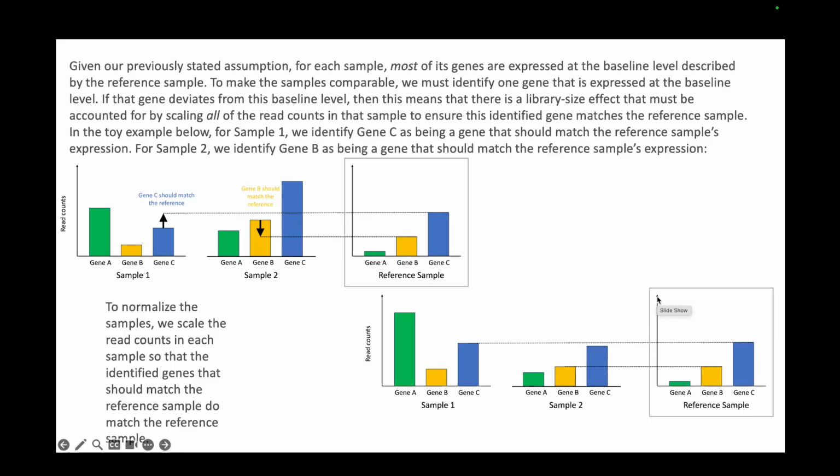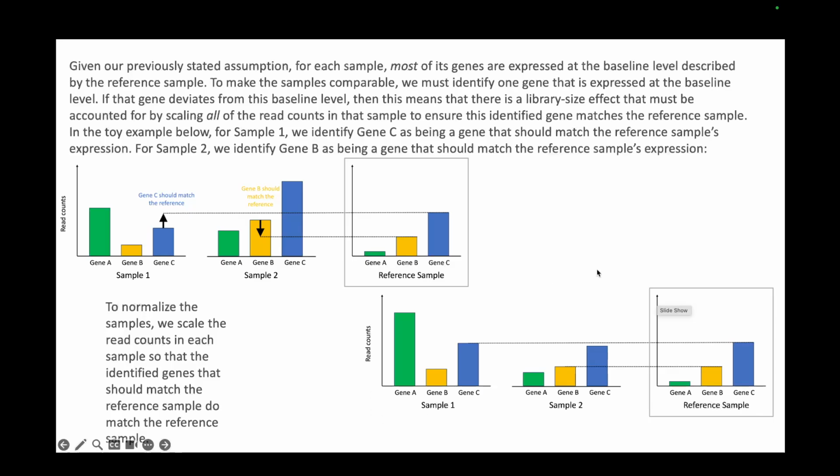Okay, so to normalize, we scale the read counts in each sample so that the identified genes match the reference sample. Basically, you check, for example, gene B, which you are using as a reference for sample 2. Gene B has slightly higher expression compared to your reference. So you need to scale the rest of the genes in accordance with this comparison between gene B of your reference and gene B in your sample. Similarly, for gene C in your first sample, you need to scale it up a little bit to match gene C in your reference sample.